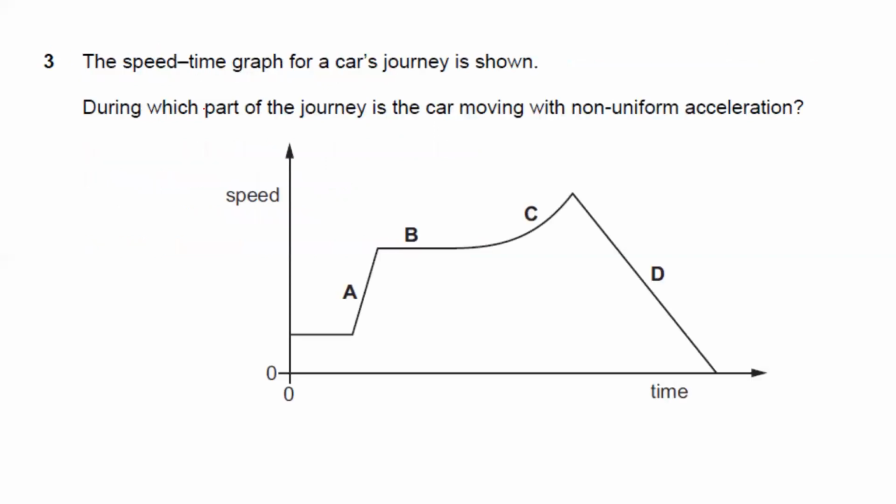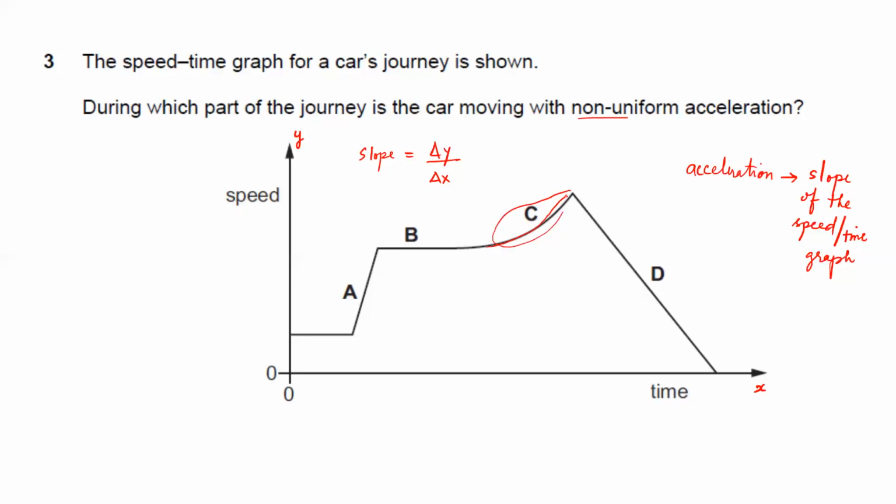Next question, question number 3. It states that the speed-time graph for a car's journey is shown. During which part of the journey is the car moving with a non-uniform acceleration? Remember, this is a speed-time graph and acceleration is the slope of the speed-time or velocity-time graph. So we have to see where the slope is non-uniform. For this section, we have a constant value of slope, and remember, slope is always calculated as change in y-axis over change in x-axis. During part B, it remains the same, and during this region, the slope is not uniform.